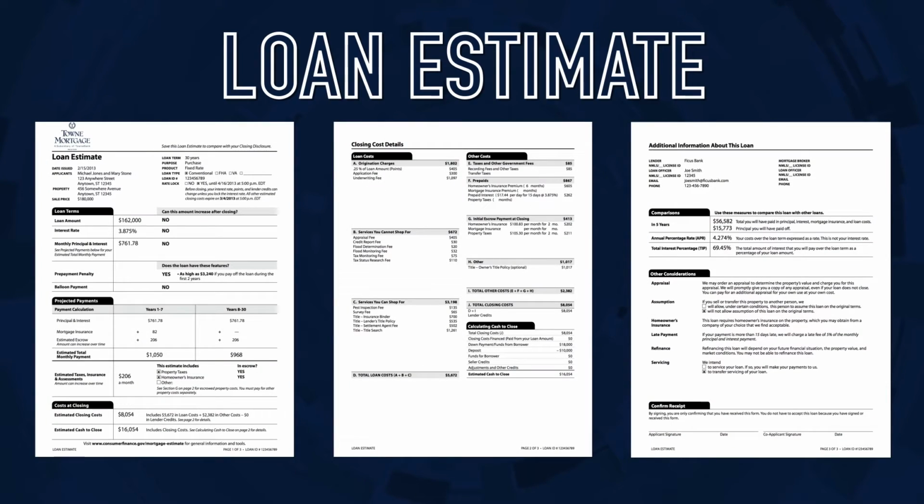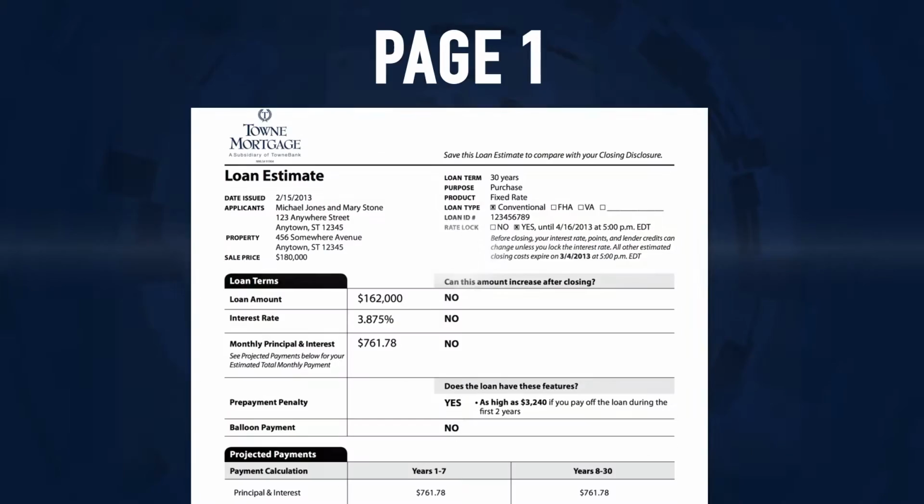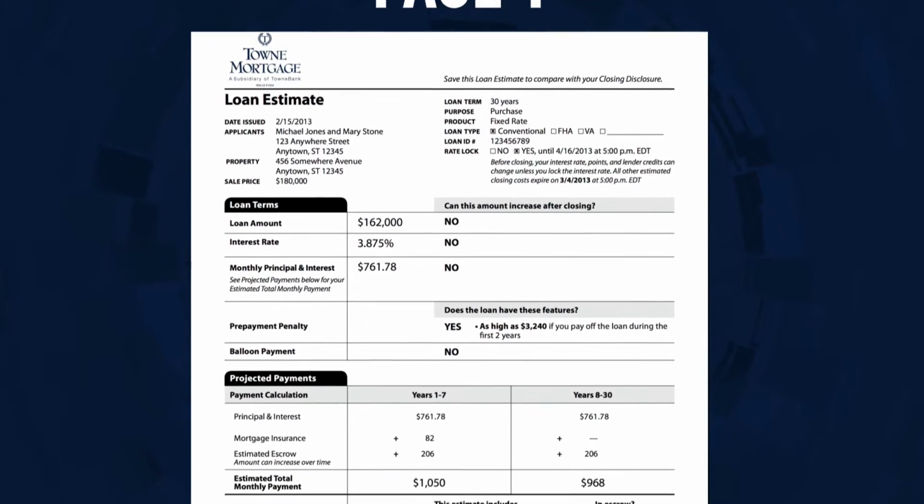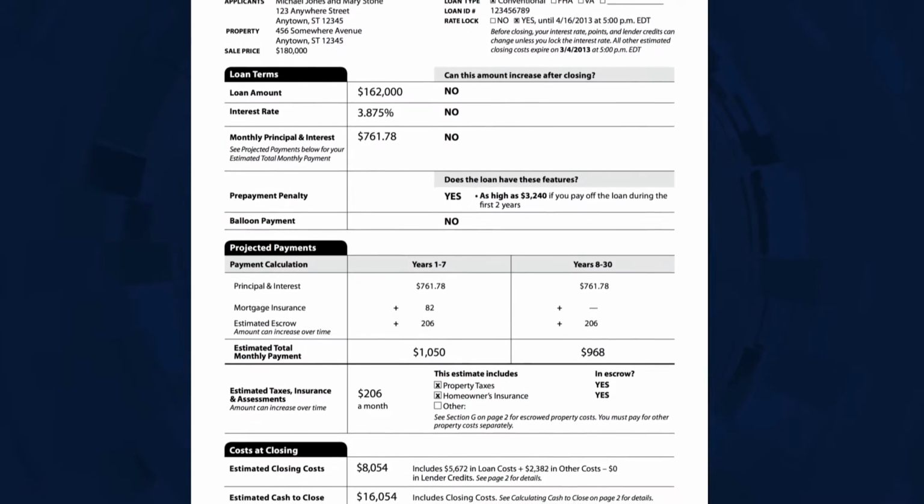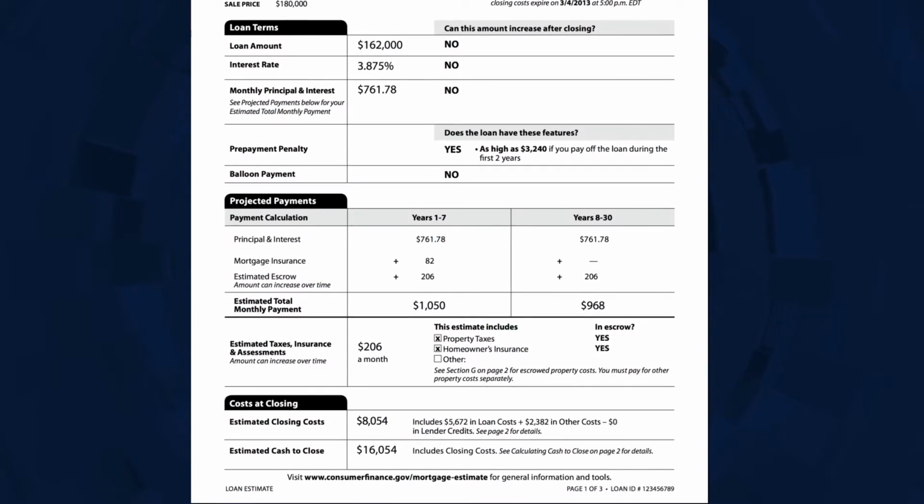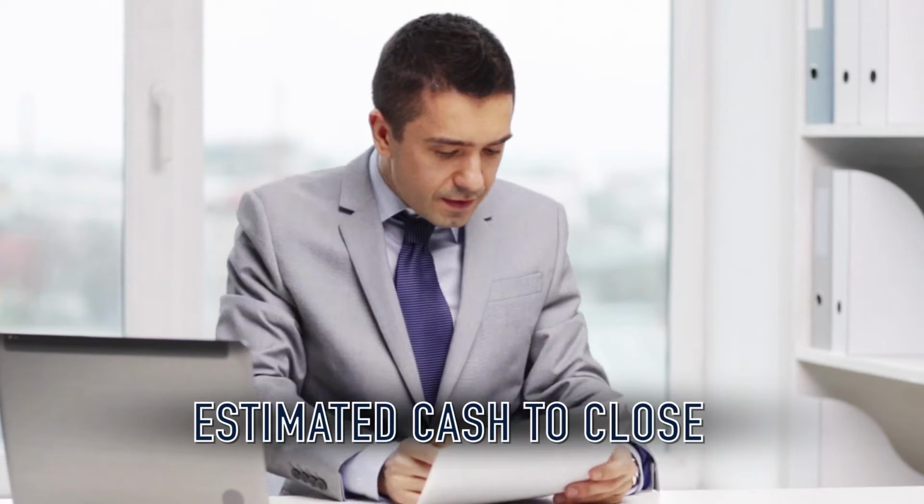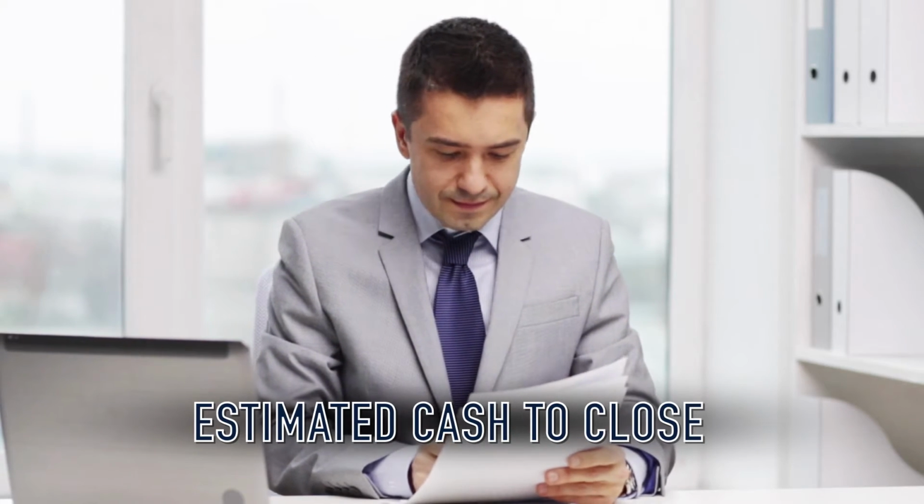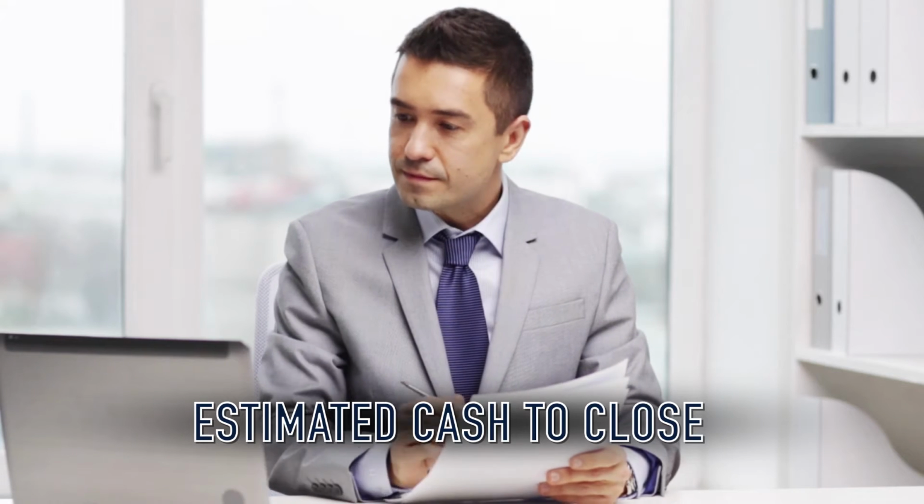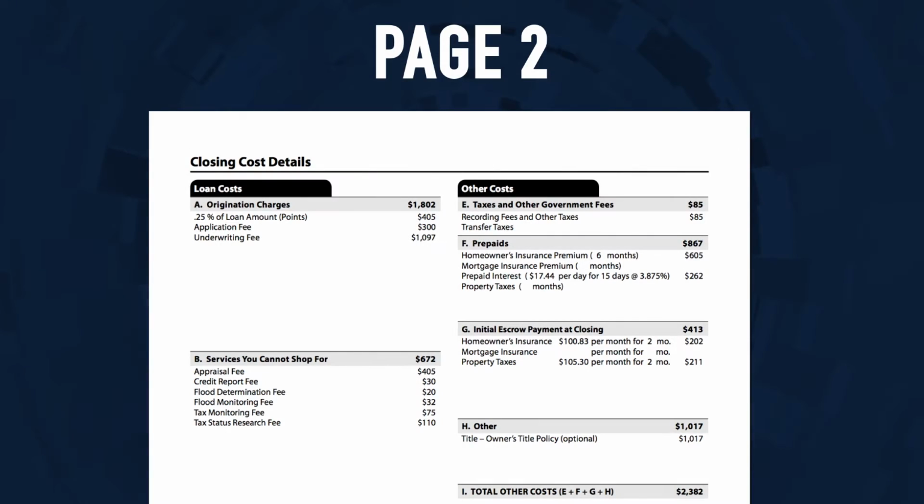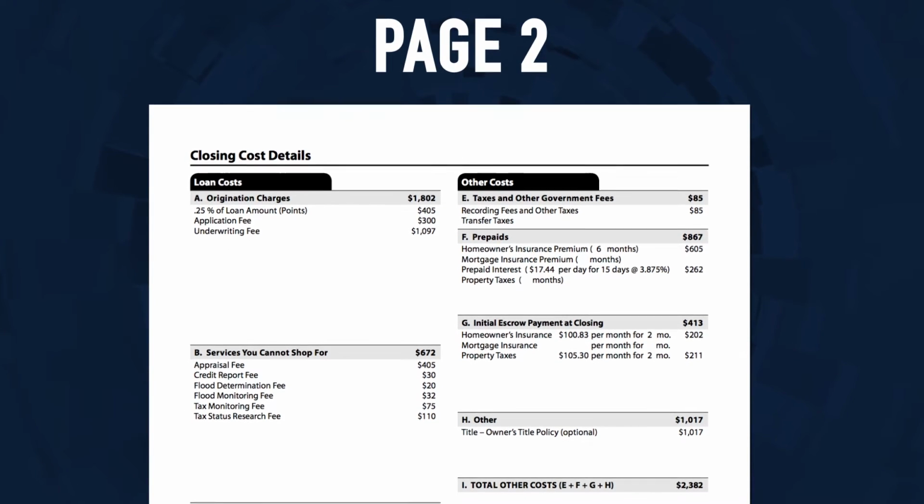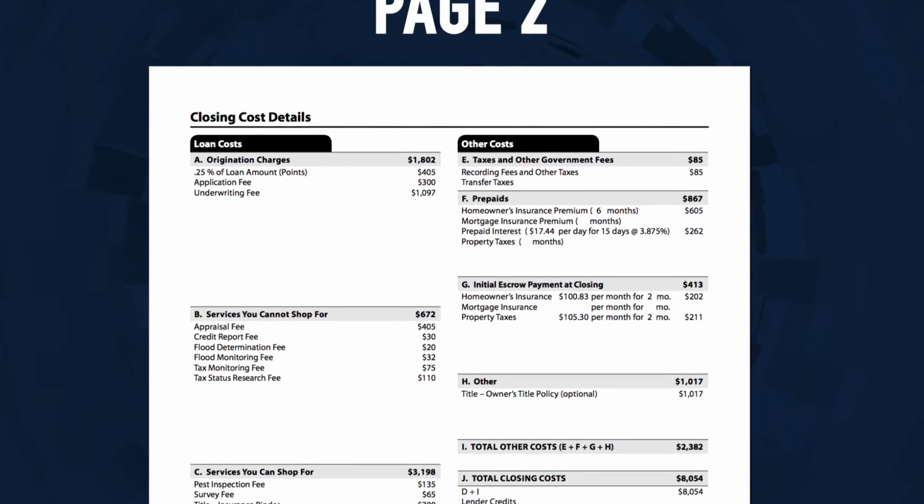The new loan estimate has 3 pages. Page 1 begins with general loan information and then includes sections for loan terms, projected payments, and closing costs. It's important to note that the borrower is now given the estimated cash to close amount, which is not included on the previous GFE. Page 2 is a breakdown of loan costs, other costs, and a summary entitled Calculating Cash to Close.